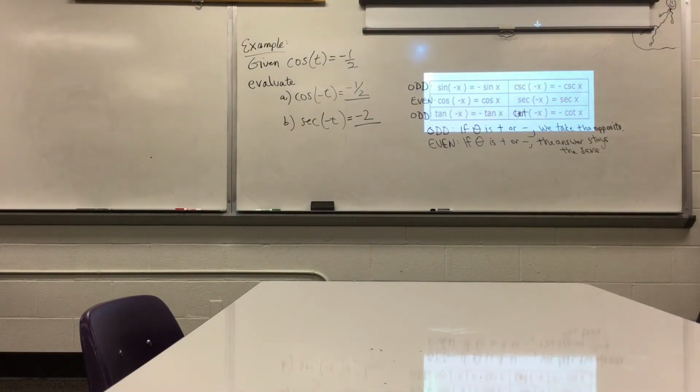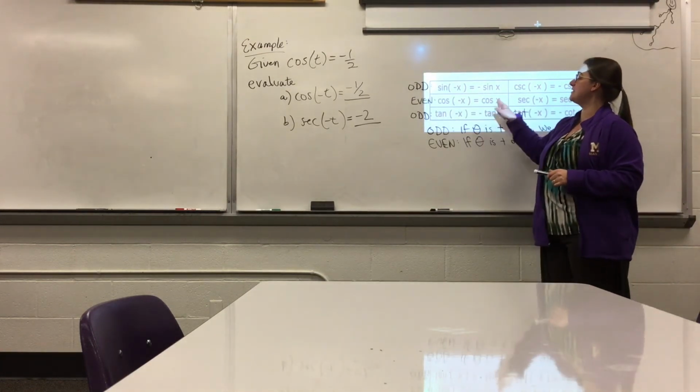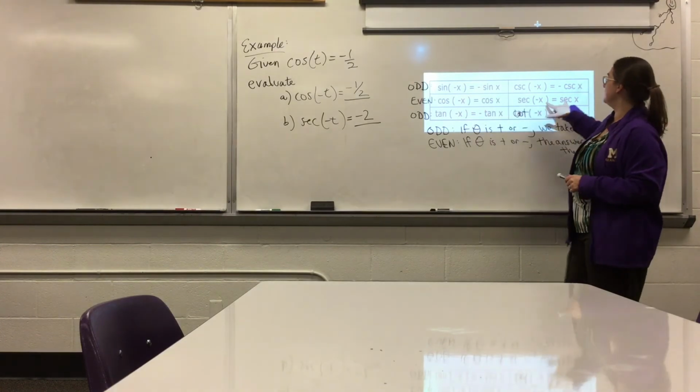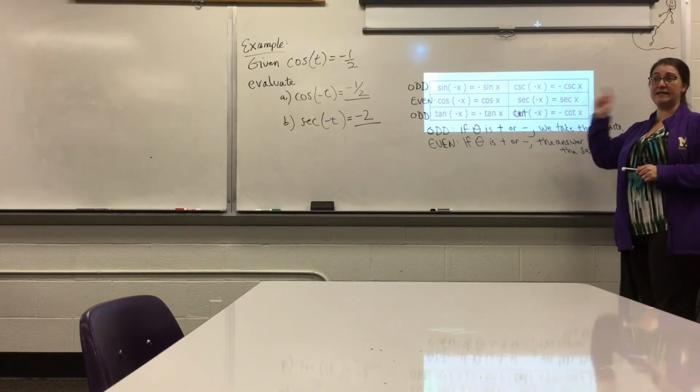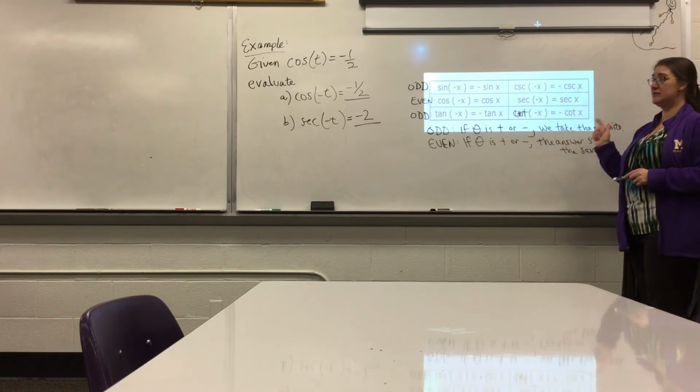Okay, can we do the same? It's even. So cosine of t, cosine of negative t are the same. And once I find the secant of x, secant of negative x are the same. Even stays the same.